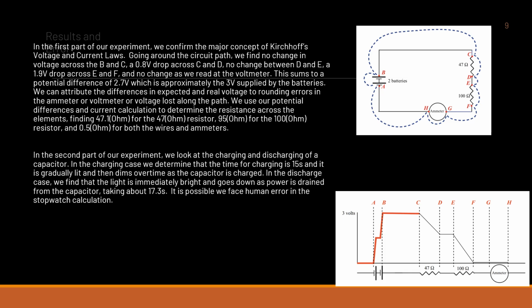In the second part of our experiment, we look at the charging and discharging of a capacitor. In the charging case, we determine that the time for charging is 15 seconds, and the bulb is gradually lit, and then it dims over time as the capacitor is charged. In the discharge case, we find that the light is immediately bright and goes down as power is drained from the capacitor, taking about 17.3 seconds.